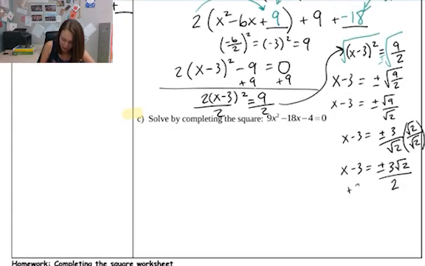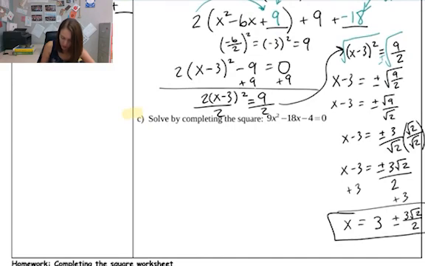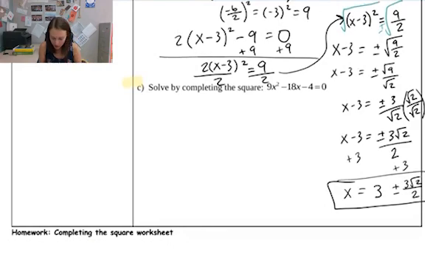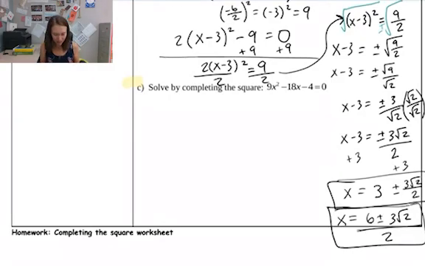And then my last step, I need to still get x by itself, so I'm going to add 3, and x equals 3 plus or minus 3 root 2 over 2. You can leave your answer like this, or I think sometimes your textbook will make it as x equals 6 plus or minus 3 root 2 all divided by 2. That 6 divided by 2 is the 3, so this is the same thing. Don't freak out if you see that.